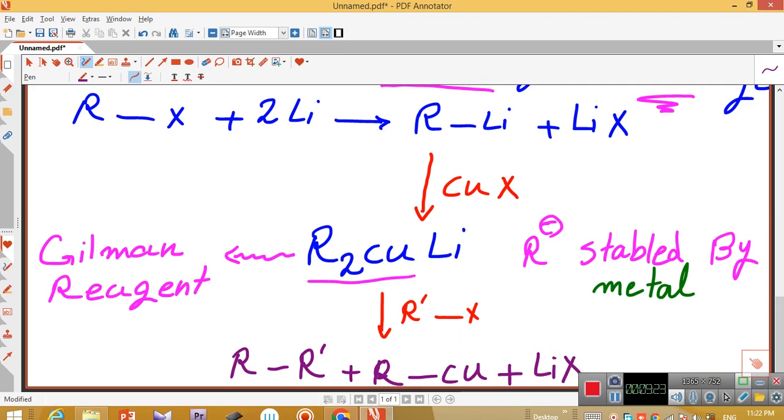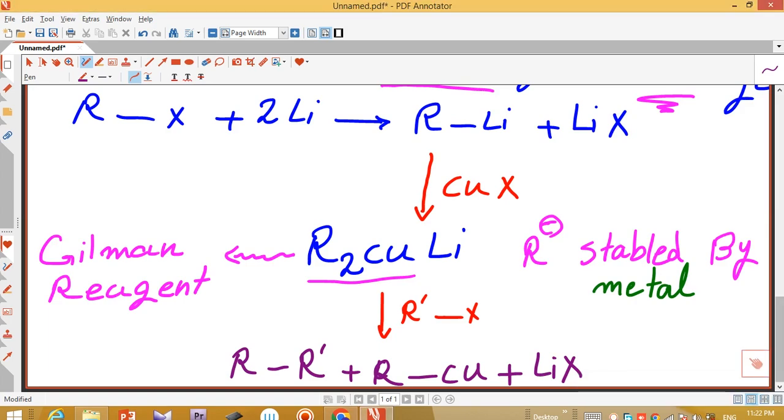R negative, or our carbanion, will attack R prime X, our substrate. R negative will attack from the back of the alkyl halide, and our leaving group, which is halide, will leave the alkyl halide from the front of that. So finally, my friends, we will have an asymmetric alkane, which is R R prime, along with RCu along with lithium X. And RCu here is another product of this reaction, which also can react with R prime X again, and we will have this cycle again.